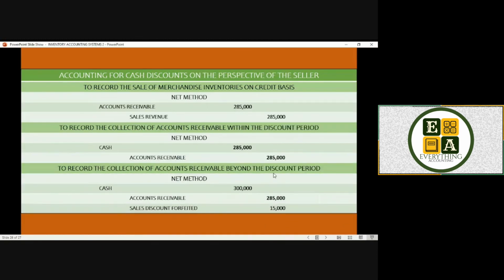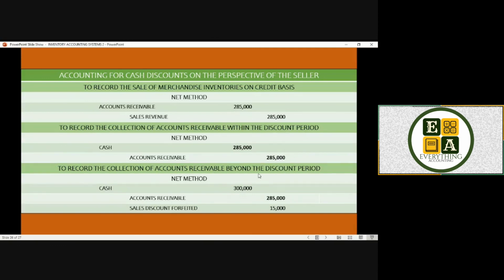But under the net method, at the moment of sale, our debit to accounts receivable and credit to sales revenue is at the net amount of 285,000. There is no sales discount to record when we collect. We debit cash and credit accounts receivable when collection is made within the discount period of 10 days, so 285,000.